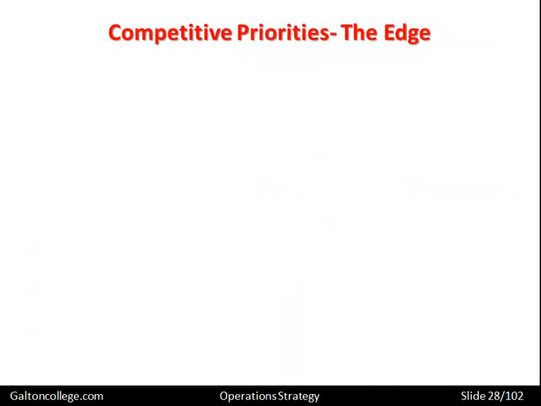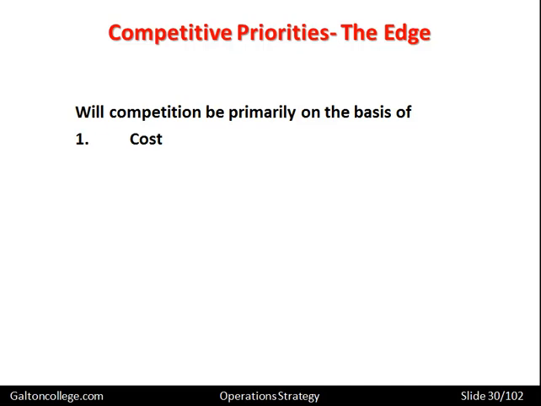Now, the competitive priorities, the edge. Well, will competition be primarily on the basis of cost? So what will competition be based on? Will it be based on cost only? In other words, is the product relatively homogeneous? Is it relatively the same as what the competitors are making, so that the cheapest one is going to win?